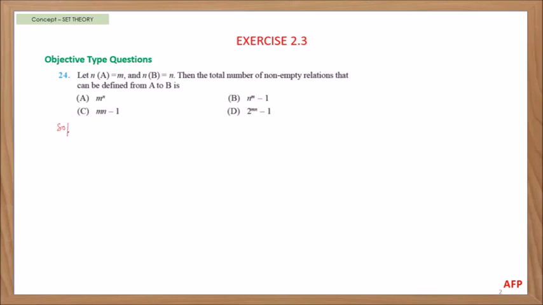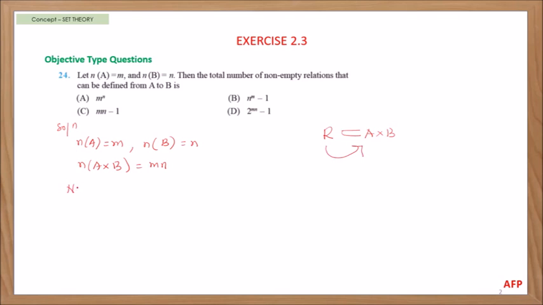Solution. The number of elements in A is m, and the number of elements in B is n. So the number of elements in A cross B is m into n. What they are asking is the total number of non-empty relations that can be defined from A to B. A relation R is a subset of the Cartesian product, meaning the number of subsets of the Cartesian product.